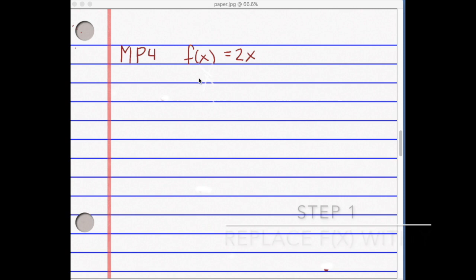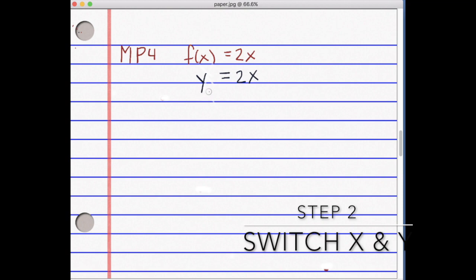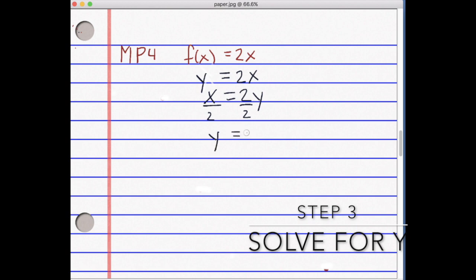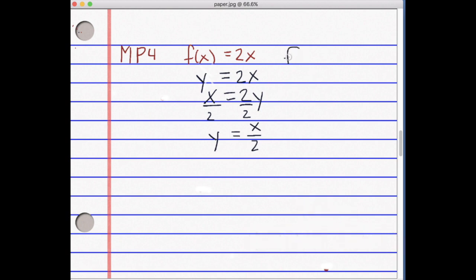Doing monitoring progress 4, we're going to find the inverse of this function and we're going to graph it. So first step is replace f of x with y. So y equals 2x. Step 2, switch out the x and the y, so y is now x and x is now y. And then you solve for y, which means you're going to divide both sides by 2. And I'm just going to write it so it looks like this. Y equals x over 2. So that means that my inverse function, with that negative 1 up there, is x over 2.